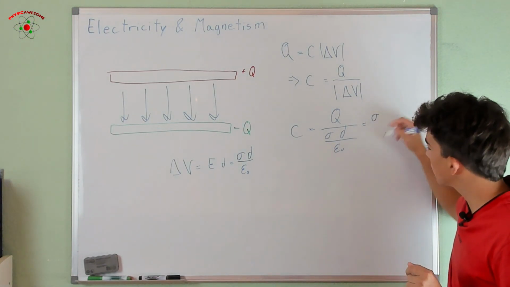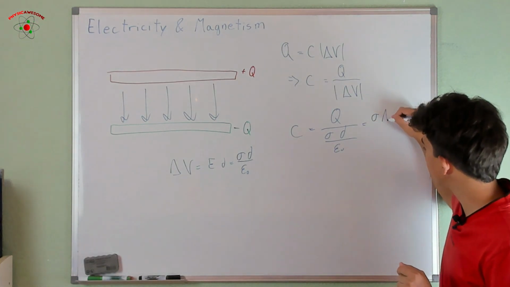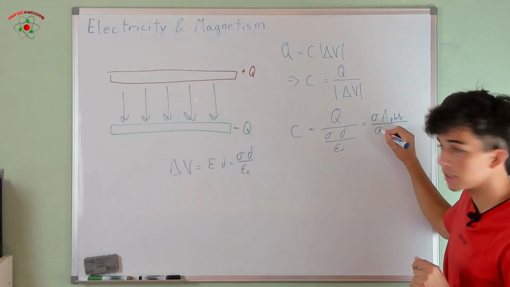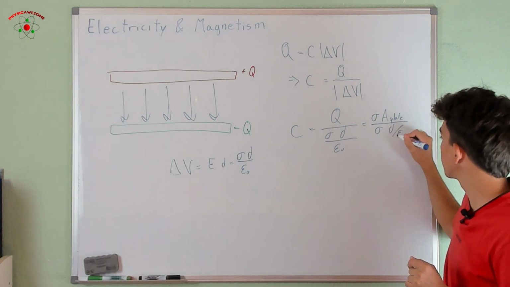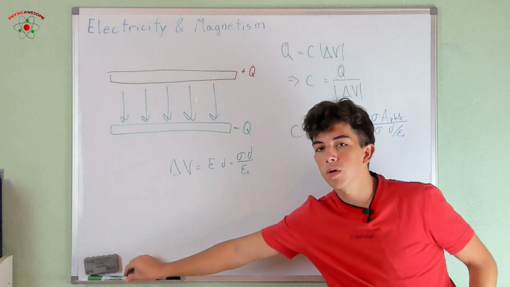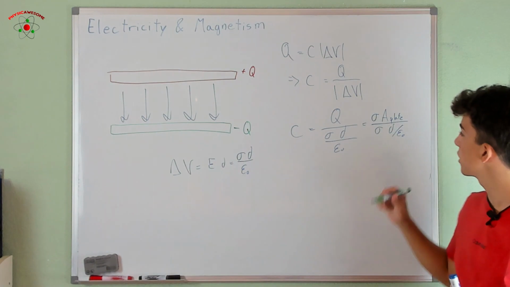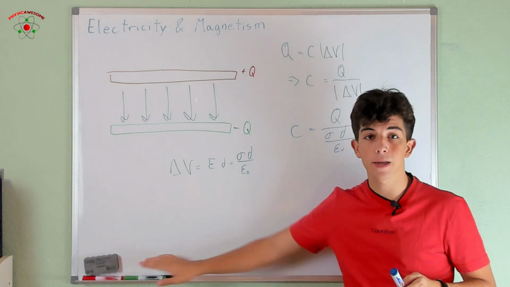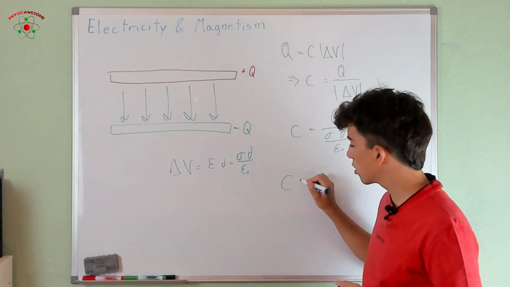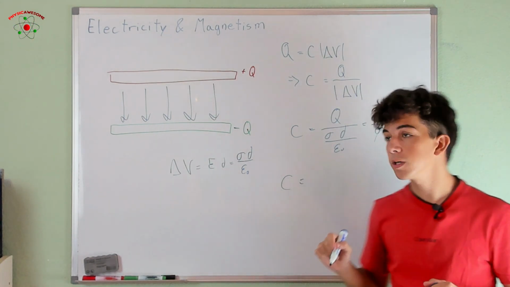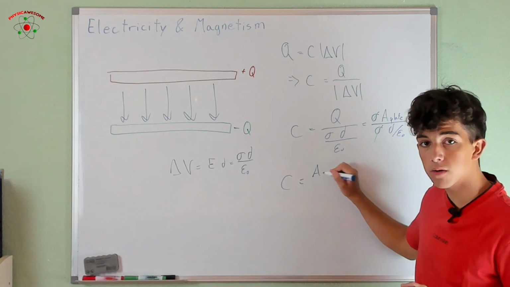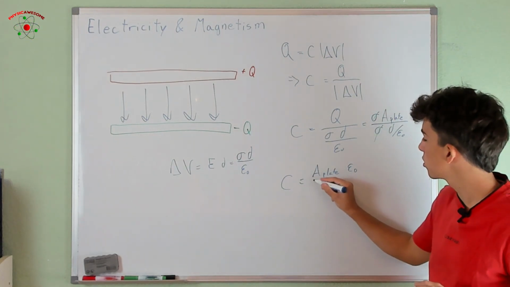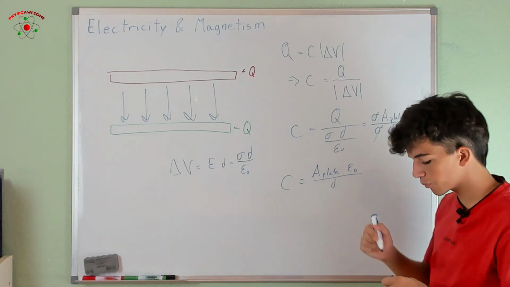So we can write the total charge in terms of sigma times the area of the plate, and this is divided by sigma d over epsilon naught. Now we can make some cancellations over here with both charge densities, and we end up getting that the capacitance of this object is going to be equal to the area of the plate times epsilon naught over d.